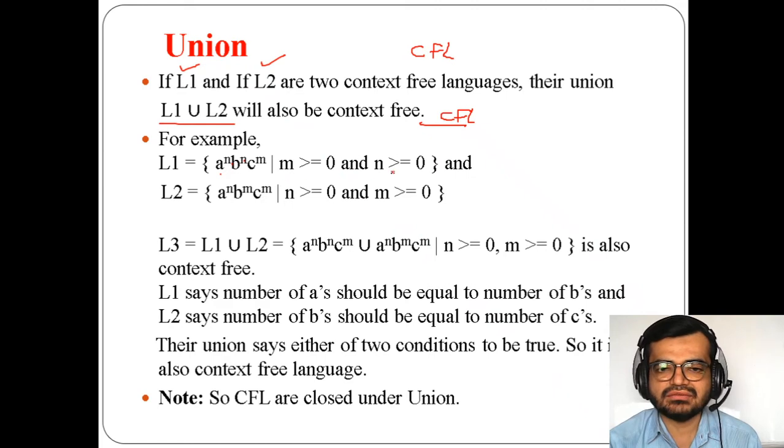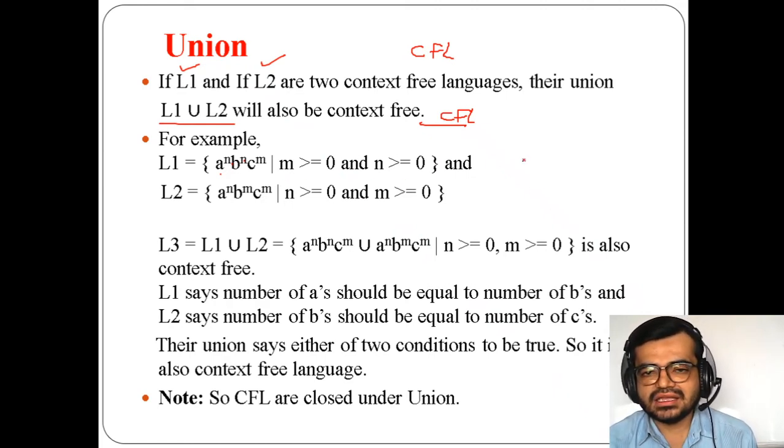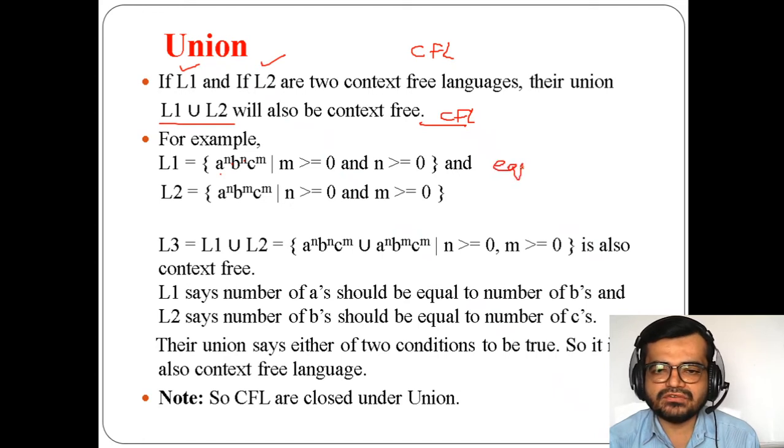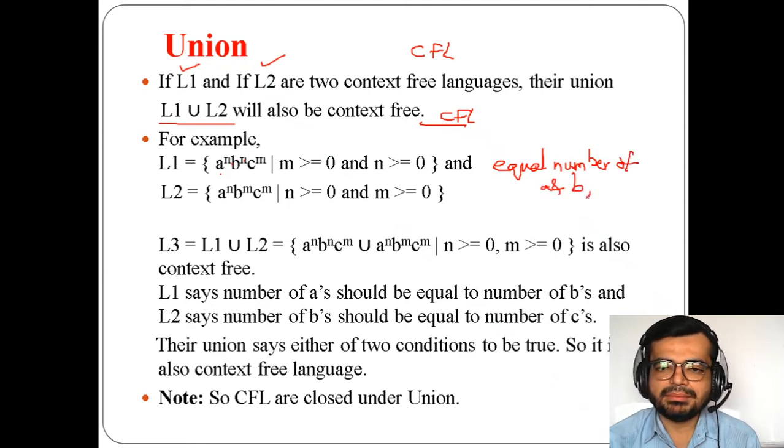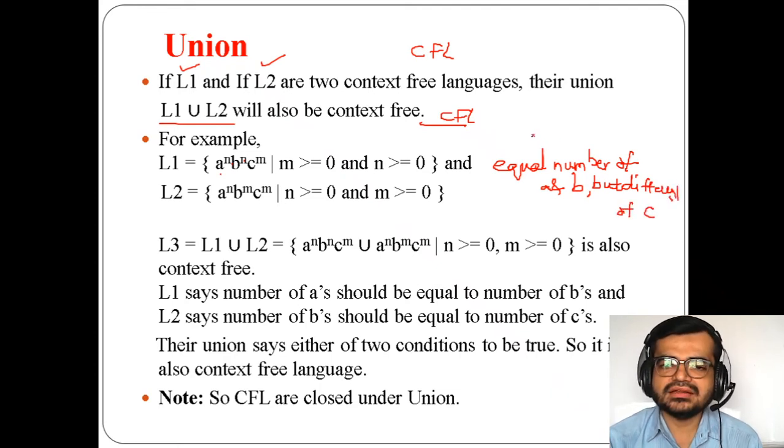What do you mean by this language? What type of strings will you get? You will get strings with an equal number of a's and b's, but a different number of c's. How will you get something like that?